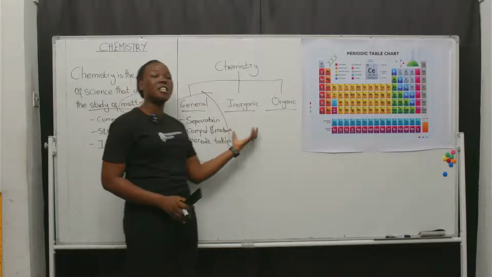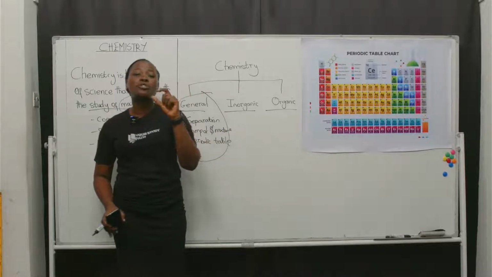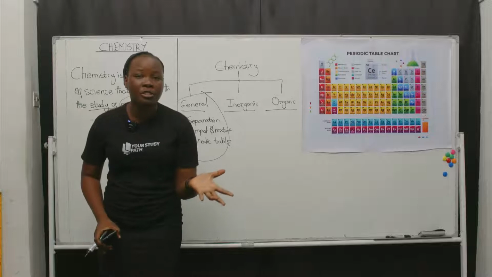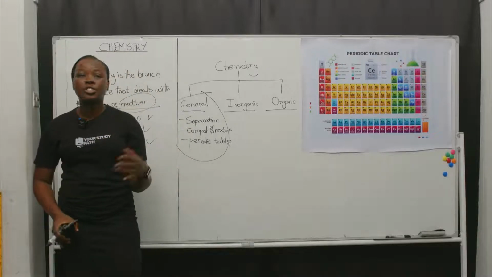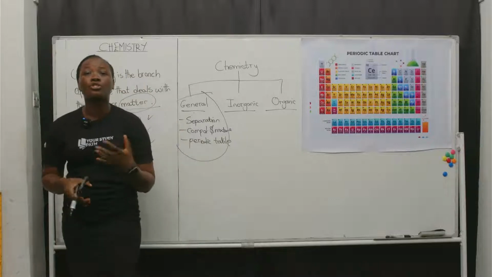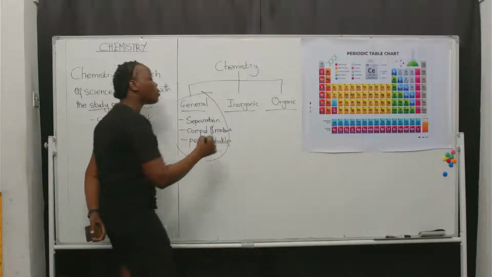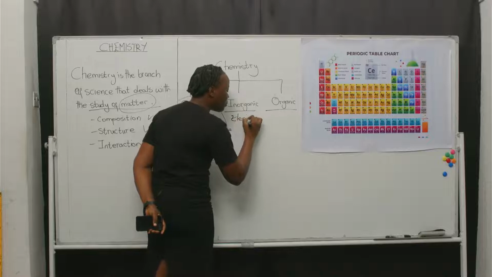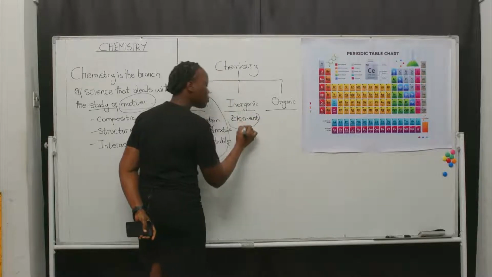When we talk about inorganic, we're talking about the chemistry of elements. That means chemistry of hydrogen, the chemistry of halogens, the chemistry of nitrogen, chemistry of carbon, chemistry of oxygen. So we are talking about elements, considering them individually, right?